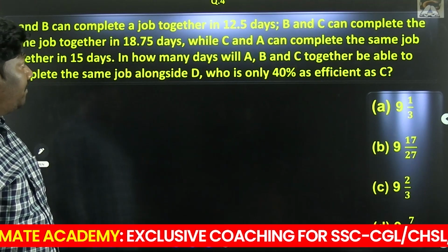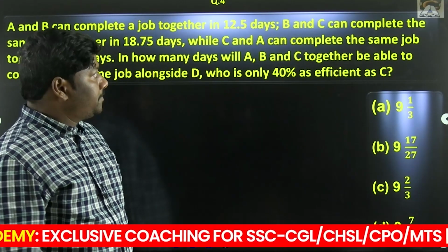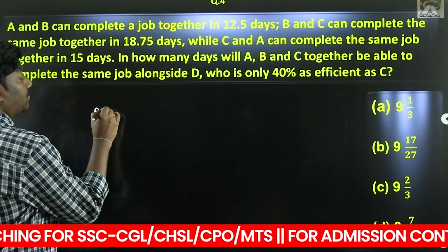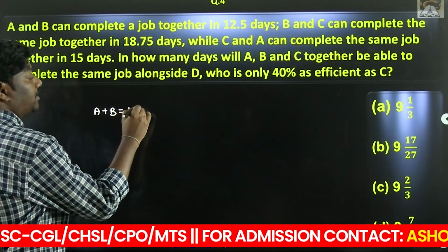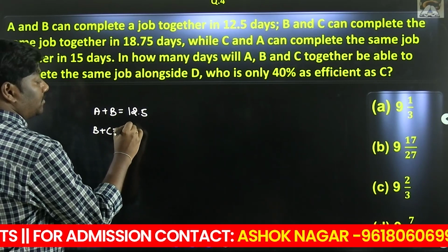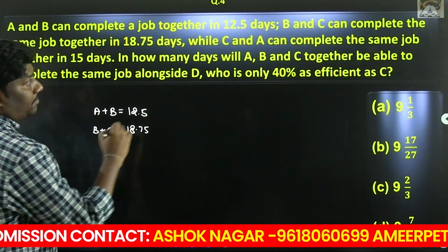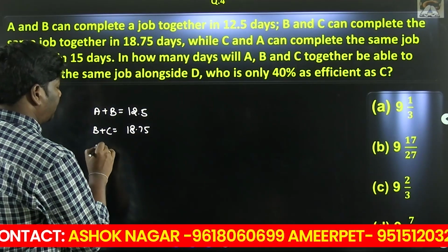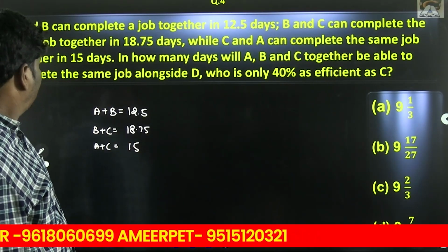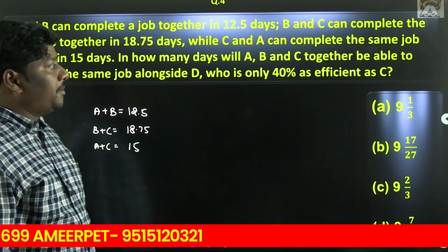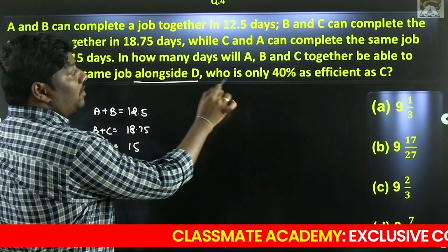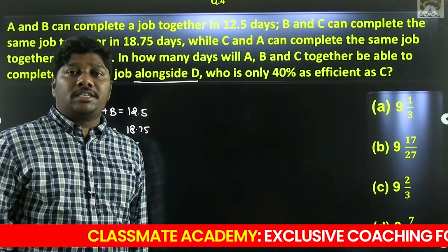A and B can complete a job together in 12.5 days. B and C can do it in 18.75 days, whereas A and C can complete it in 15 days. In how many days will A, B, C together be able to complete the same job alongside D, who is only 40% as efficient as C?